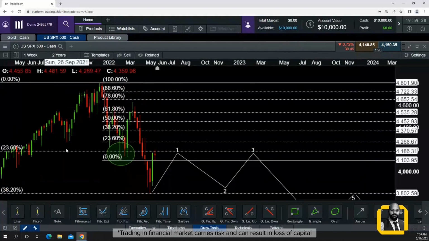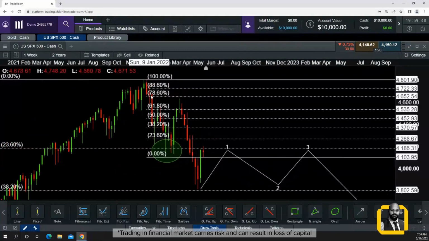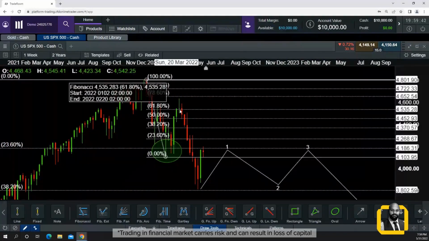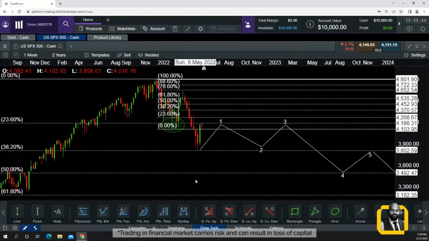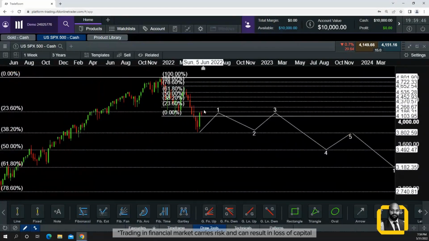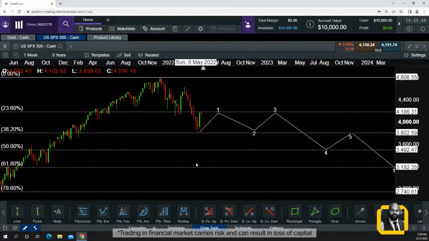I'm sorry if it's too muffled over here. I'm just trying to zoom that in. It bounced back up, went to 61.8, and again it started dropping. So there is Fibonacci within a Fibonacci, and it can go on even to a 5 minute chart.